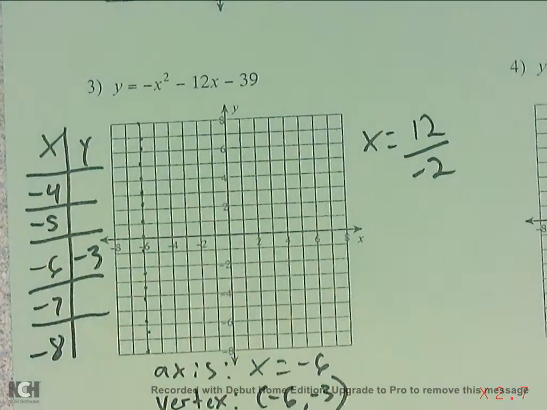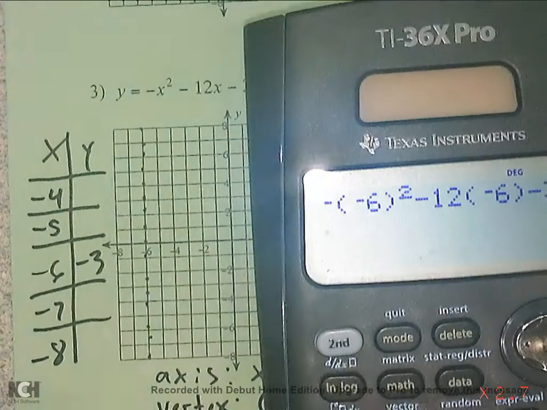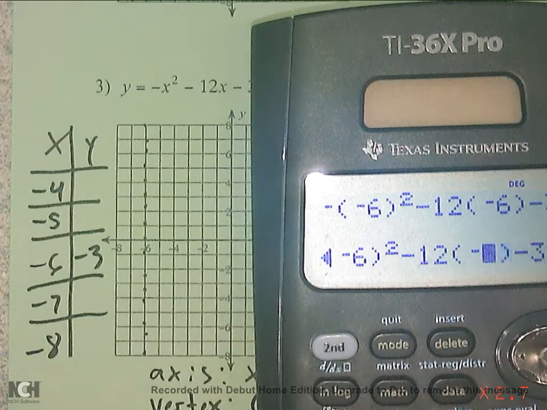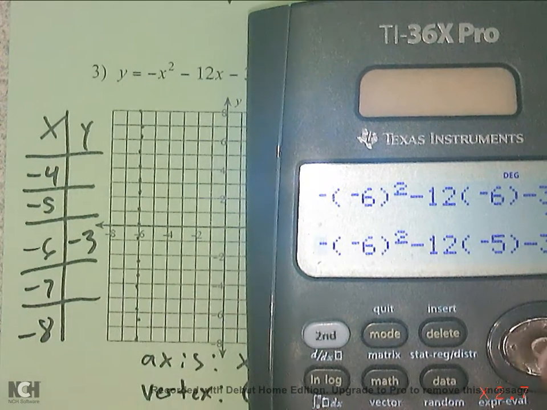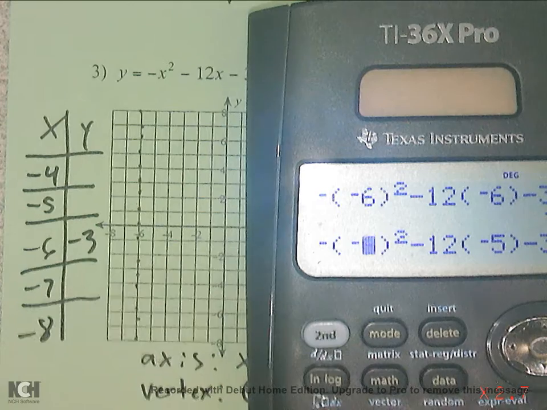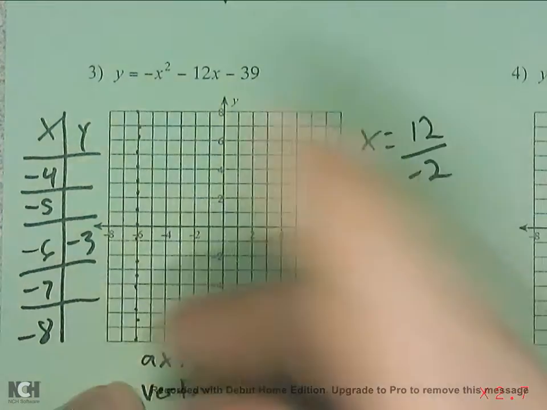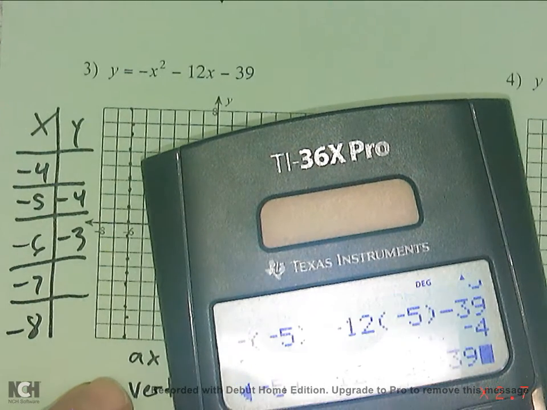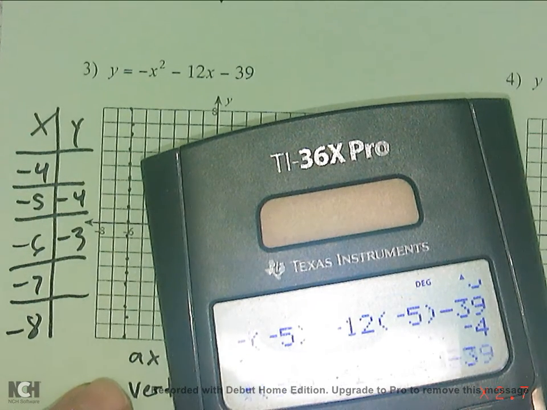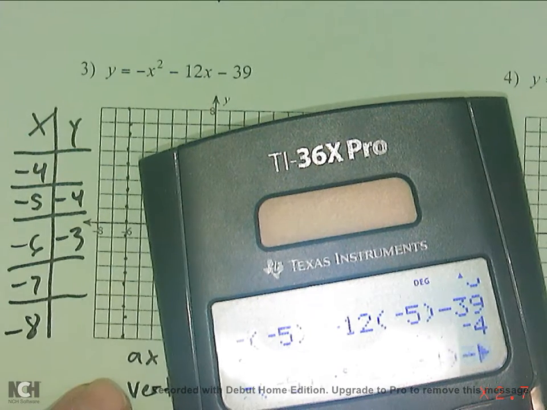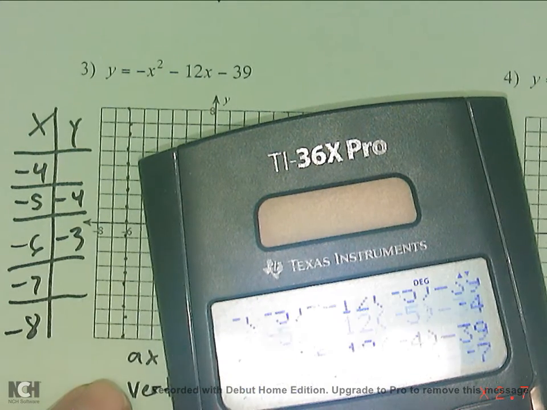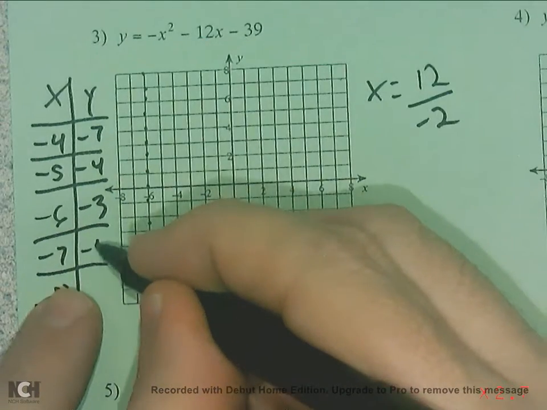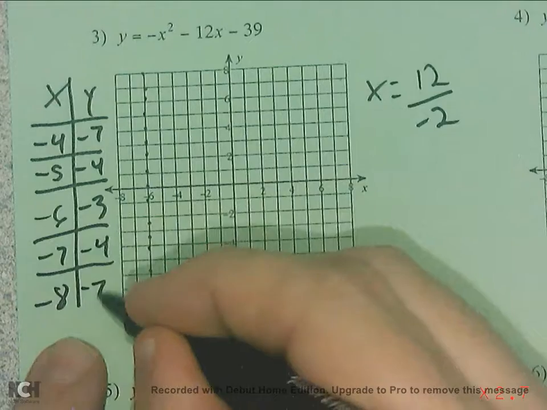That's my vertex. And then I'm going to do the two numbers before it. So negative 5. Just going to hurry and copy and put them in here. It gives me negative 4, and negative 4 gives me negative 7, which tells me that negative 7 would also be negative 4, and negative 8 would be negative 7.